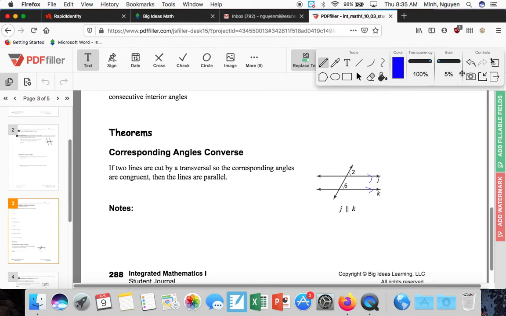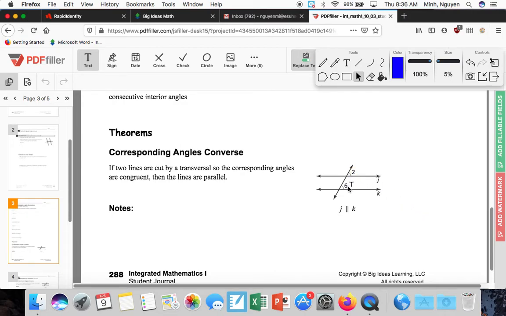So again, 10.2 is the lines are already parallel. Here are the relationships. In this section, it's, I don't know if the lines are parallel, but if the relationship exists, then the lines are parallel. And what are those relationships? They're the same relationships as in 10.2. So here the first one is if corresponding angles are congruent, then the lines are parallel.